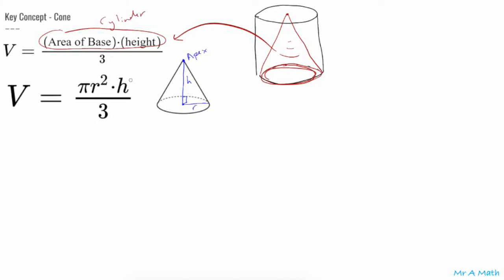So what is my base? Well, in a cone, my base is a perfect circle. So the area of the base is going to be pi r squared, and then the height is just going to be whatever the height is. So let's look at a couple examples.